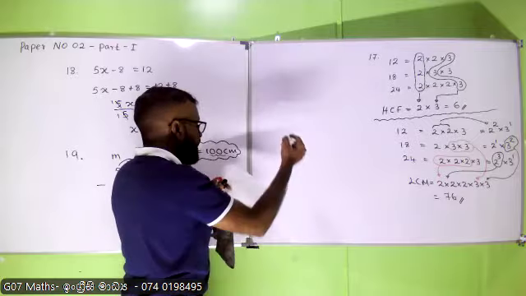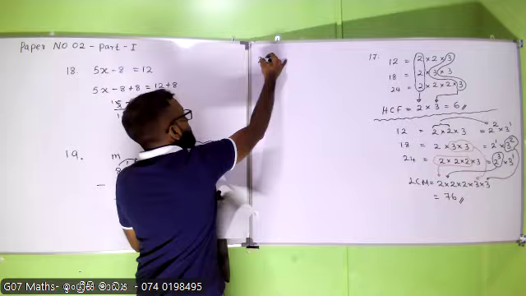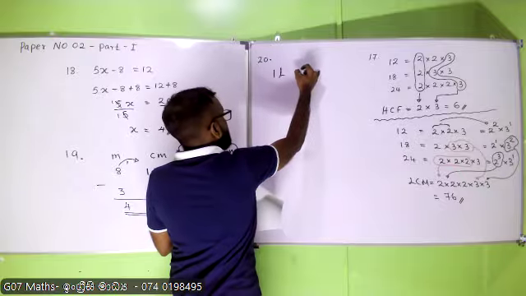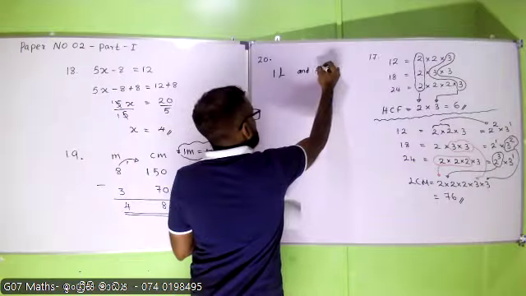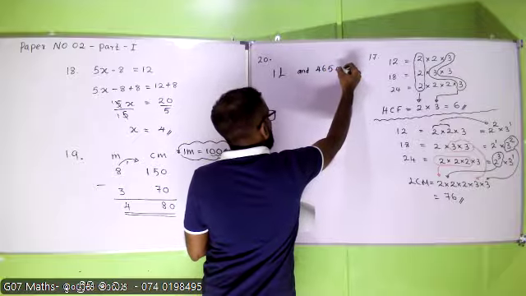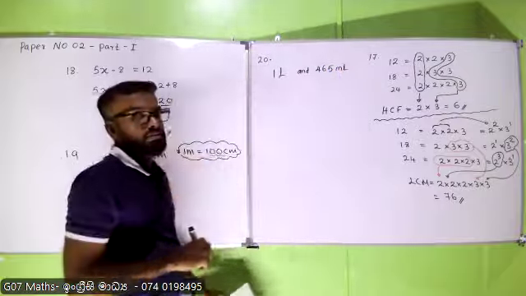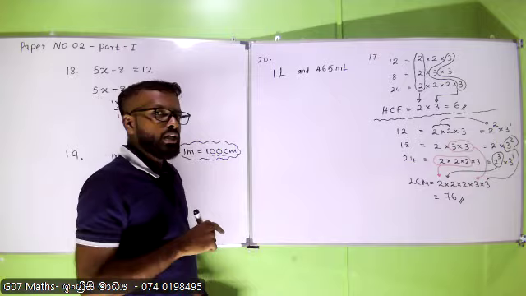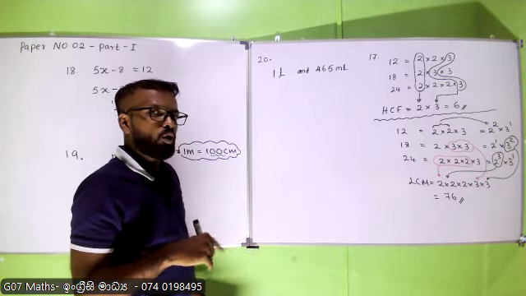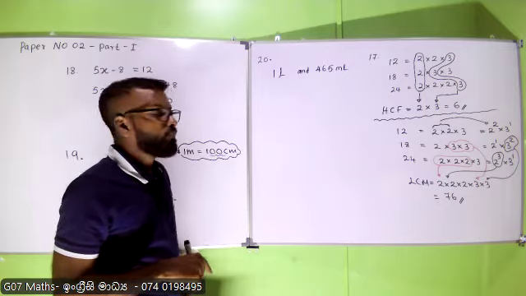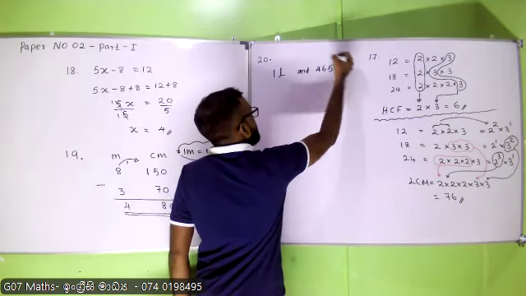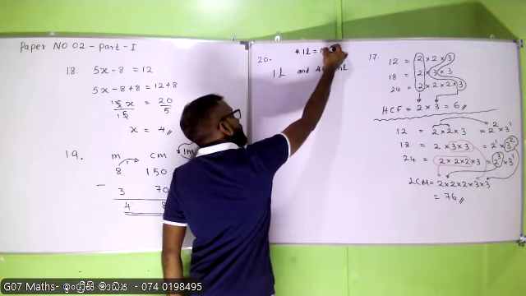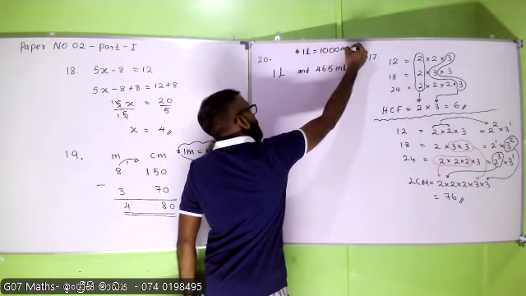Express 1 liter and 465 milliliters in milliliters. If you want to convert this into milliliters, what do you need to know? You need to know 1 liter contains how many milliliters. 1000 milliliters. Yes, 1000 milliliters.